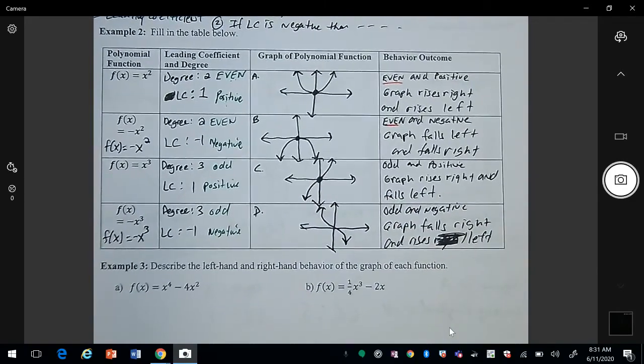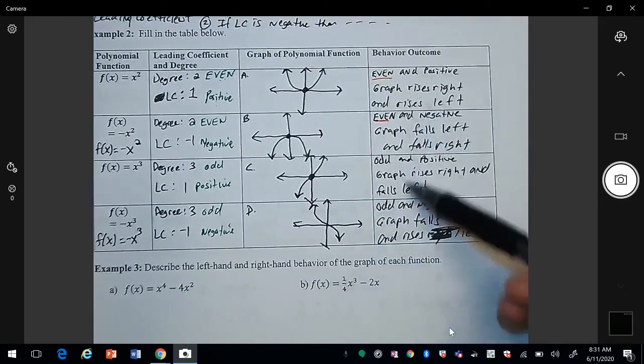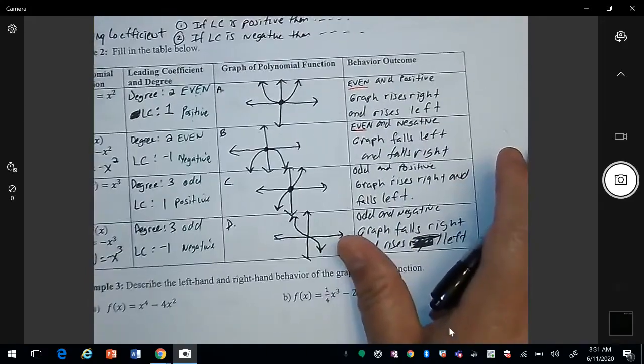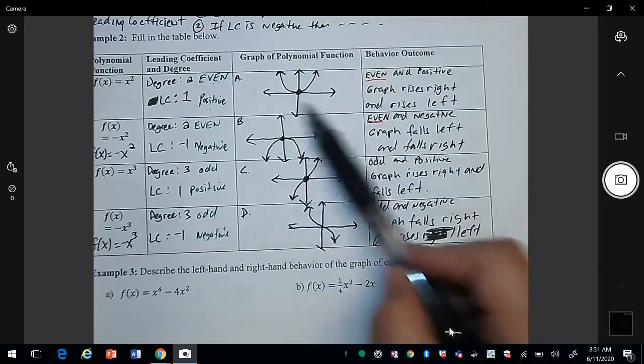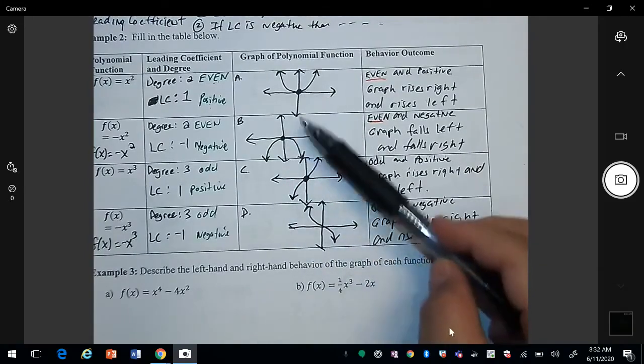Okay, so again, you can memorize these 4 statements here, or what I like to do is, since we know what these graphs look like, then no matter what problem you have, you can refer back to these graphs.